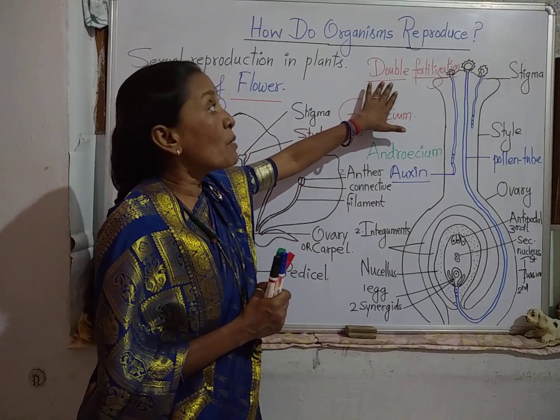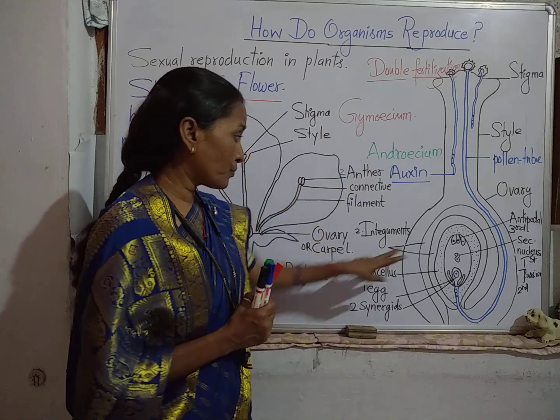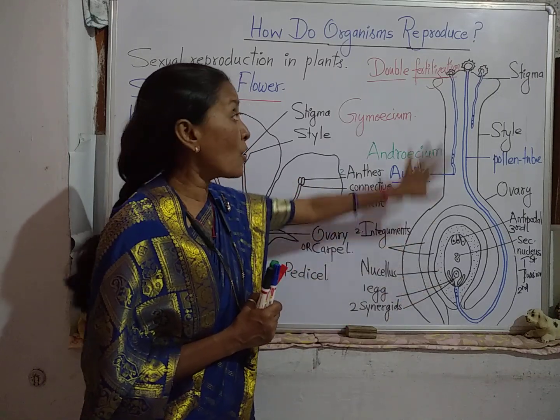In this way the double fertilization occurs. Both the male gametes are utilized by the embryo sac for the act of fertilization.